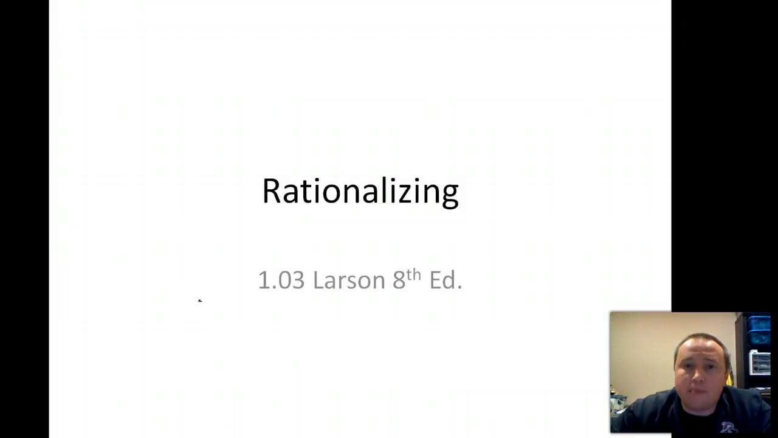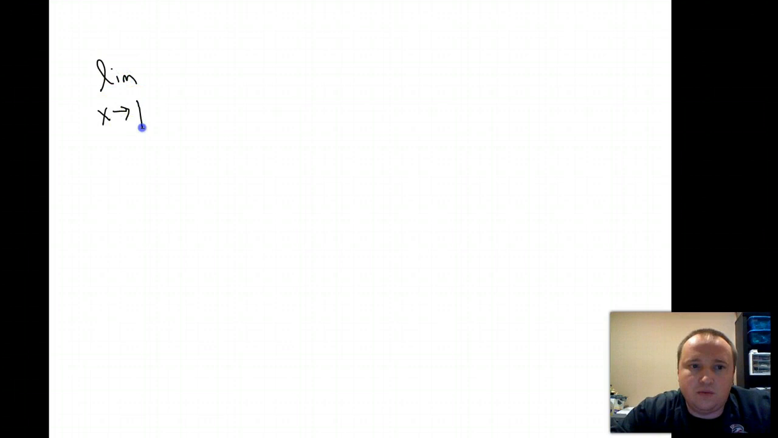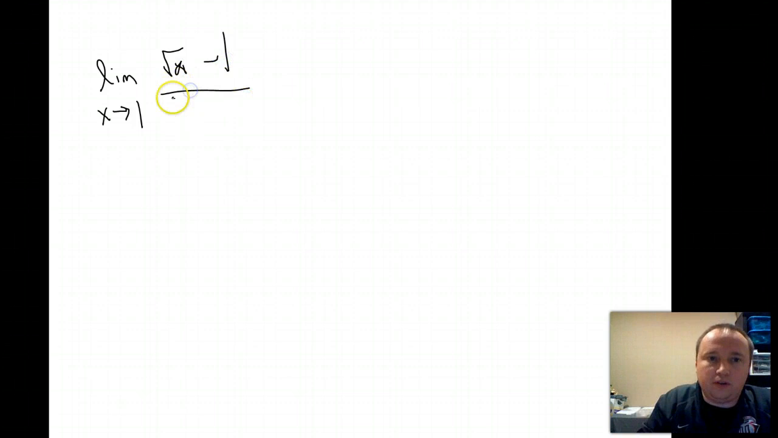Hey there, everybody. We're going to talk about rationalizing to find a limit. Very common style question, and a lot of things have been coming up. So one of the good examples I've seen is the limit as x approaches 1 of the square root of x minus 1 all over x minus 1.